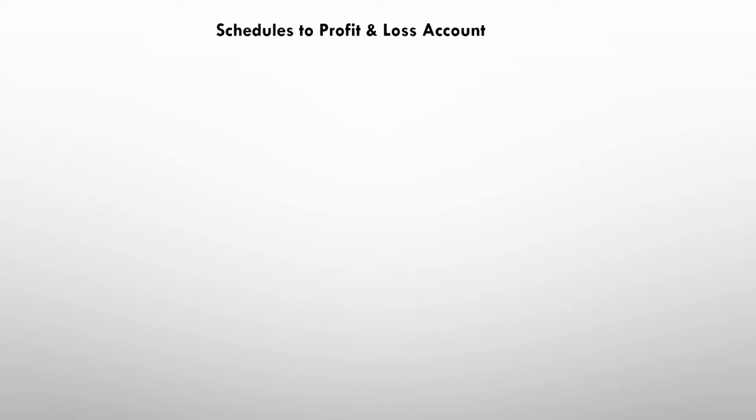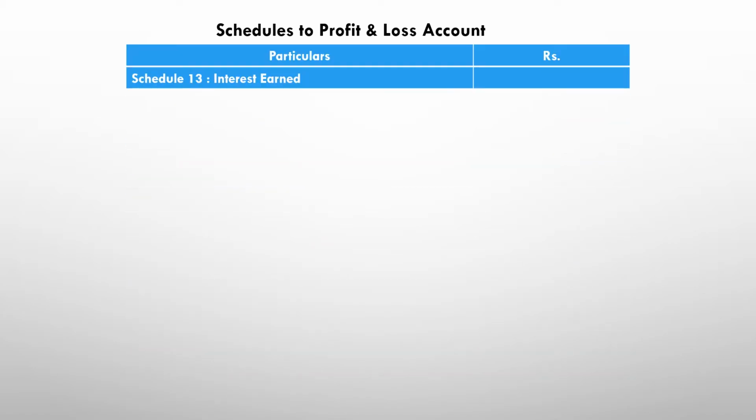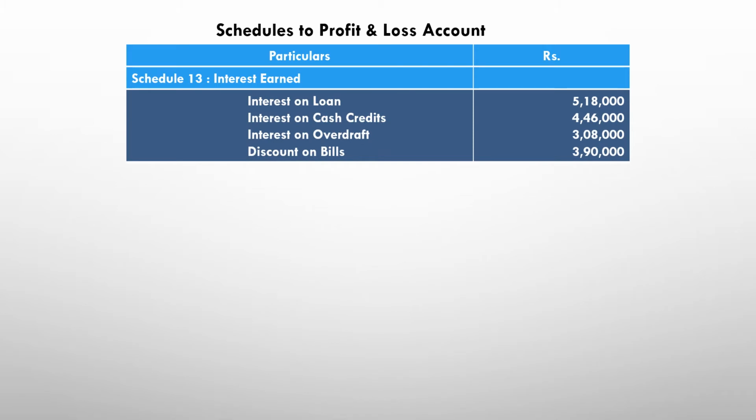So, first we have to prepare the schedules in preparation of the profit and loss account. Schedule numbers 13, 14, 15, 16 are connected with the profit and loss account. Schedule number 13 is interest earned. The items are interest on loan 5,18,000, interest on cash credit 4,46,000, interest on overdraft 3,08,000, and discount on bills 3,90,000. Four regular items appear under schedule number 13, interest earned.